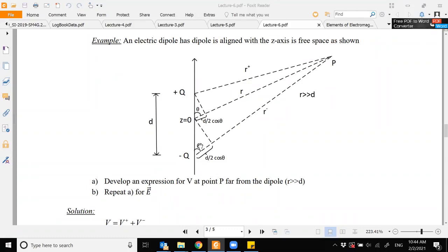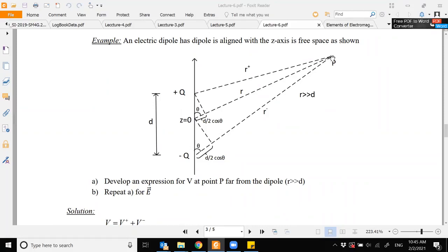So here, this is my dipole. This is my minus Q, and this is my plus Q, which is placed here along the Z axis. The origin is 0, which is here, because we are going to use spherical coordinates. So this is my origin, that's why Z is equal to 0. And the distance between these two is D.